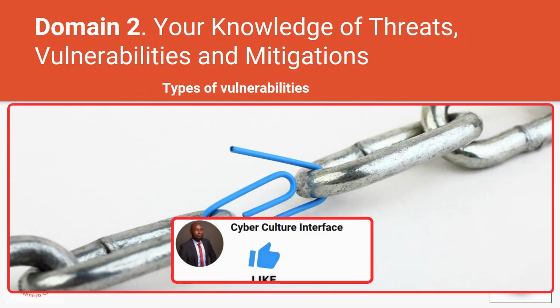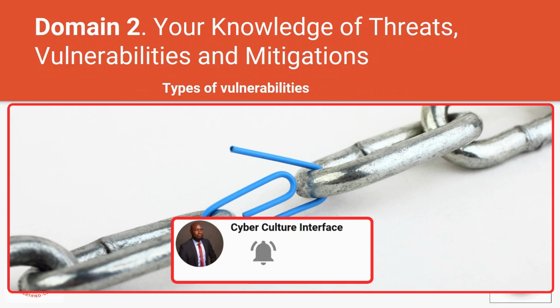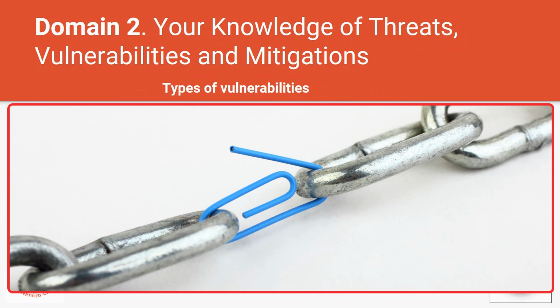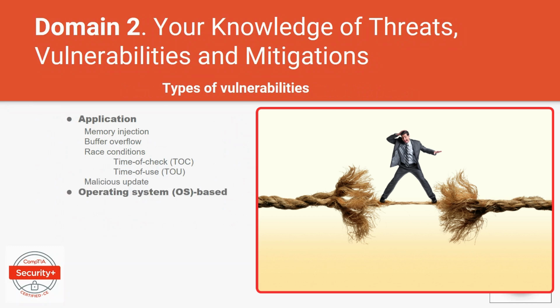Types of vulnerability. Under Domain 2, your understanding of the different types of vulnerabilities will also be tested. We have application as a type of vulnerability. Under application, we have memory injection, buffer overflow, race conditions, time of check, time of use. Then we have malicious update. This means that any website or application that has these vulnerabilities is subject to being exploited.